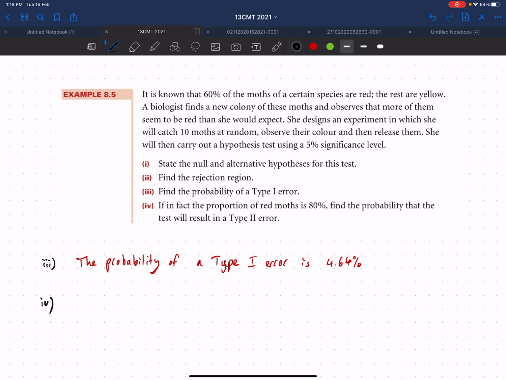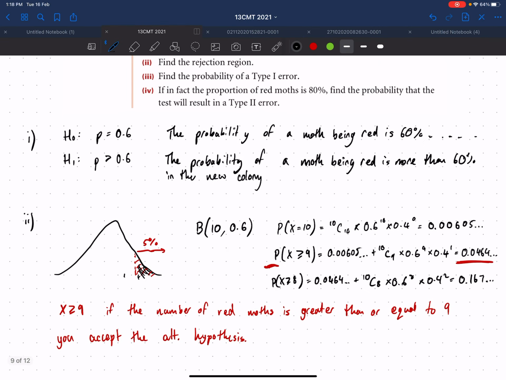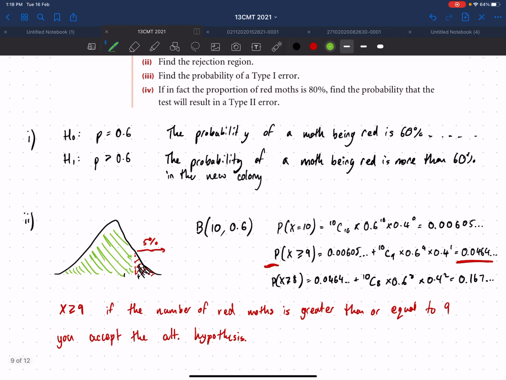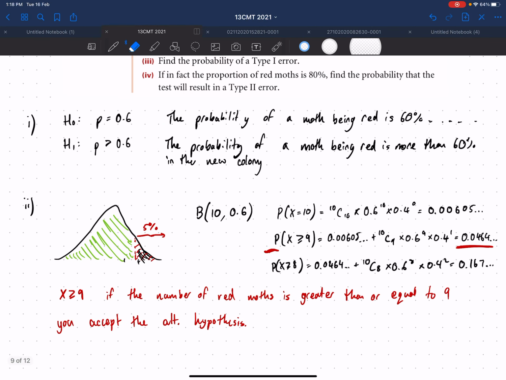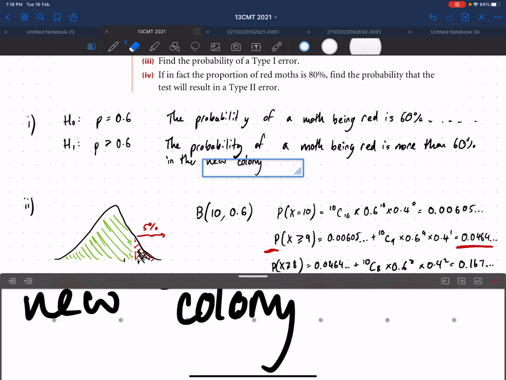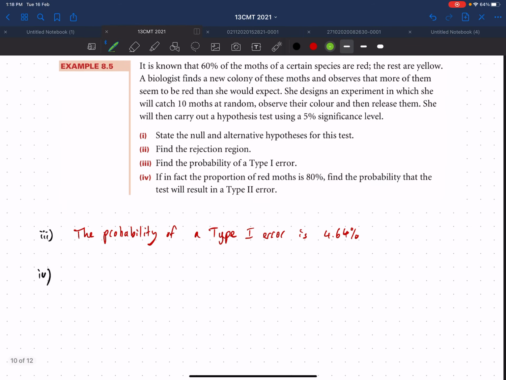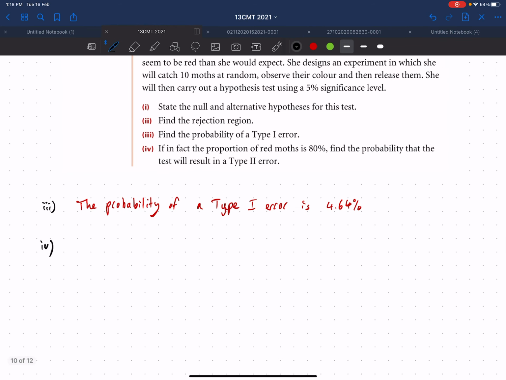So a type 2 error would occur if the number of red moths was anywhere in that zone, which we know to be 8 or less. If the number of red moths is 8 or less, then you would have accepted your null hypothesis, and you'd have rejected your alternative hypothesis. So when we look at our new distribution, because we know the probability actually has changed, we need a new distribution.